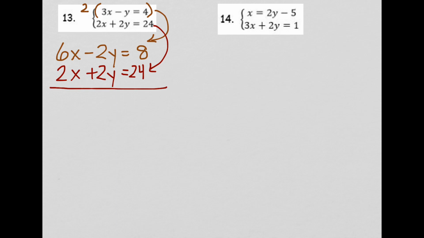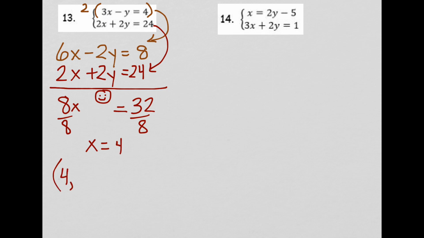Now, 6x plus 2x is 8x. Negative 2y plus 2y, woohoo, that's 0, equals 8 plus 24, which is 32. Well, 8 times something equals 32. Let's divide both sides by 8. And so x equals 4. Awesome. Now remember, you're only half done. You just know that the first coordinate in my point, x, equals 4. And I need to figure out what y equals.